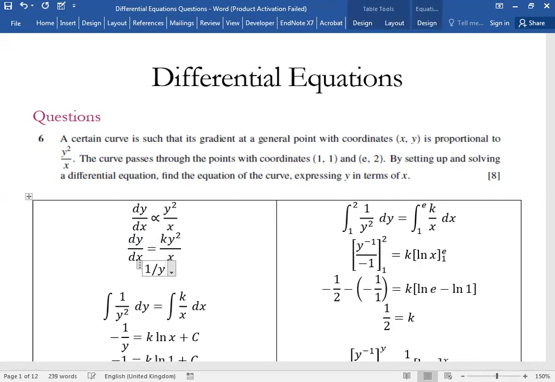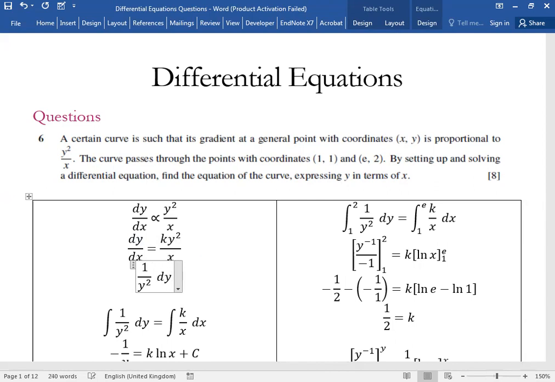So this becomes 1 upon y square dy is equal to k upon x dx. What have we done? We have formed a differential equation. Now we are attempting to solve it. And whenever we are attempting to solve a differential equation, the very first step that we need to do is separating the variables. अच्छा, k was a constant, k को मैं उधर ले आके डिवीजन में भी रख सकता था और यहाँ न्यूमरेटर में भी रख सकता हूँ, k की कोई लड़ाई नहीं है.